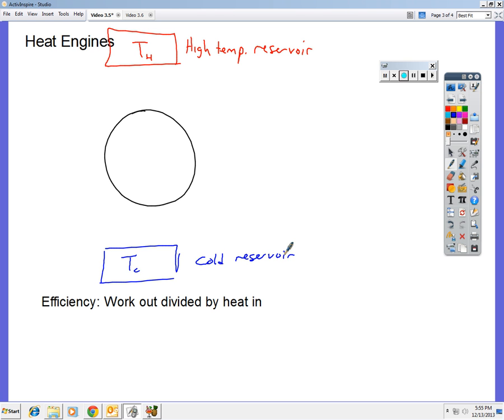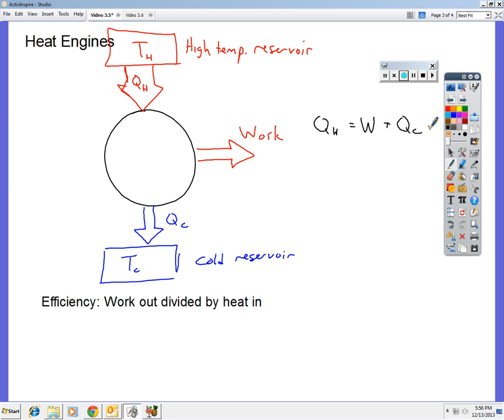What the heat engine does is that it takes a certain amount of energy, QH, from the high temperature reservoir, turns some of it into work, and the rest of it gets expelled to the cold temperature reservoir. Conservation of energy, or the first law of thermodynamics, says that QH, the heat in, equals the energy out, which is W plus QC.